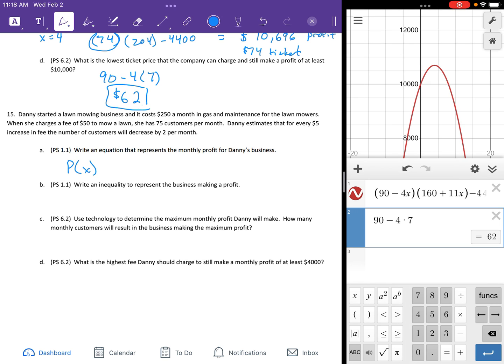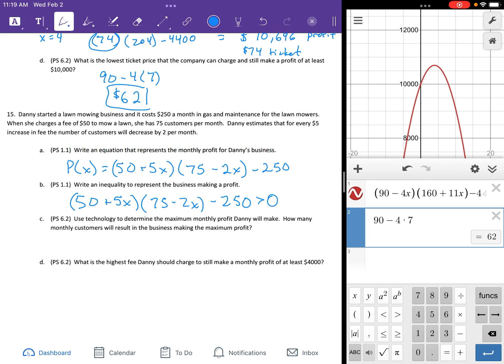So again, we write our equation. We're going to write the money first. She gets $50 to mow a lawn. But she's going to increase the fee by $5. How many times? We're not sure yet. That's going to take her customers, which is currently 75, and decrease them by 2 per month. Not sure how many they're going to decrease by, though. And it costs $250 to run her business. All right. So again, easiest question on the test. 50 plus 5x, 75 minus 2x, minus 250. It's got to be greater than 0 to make a profit.